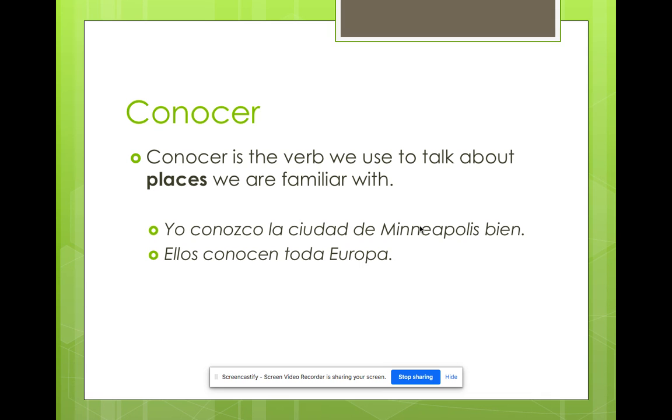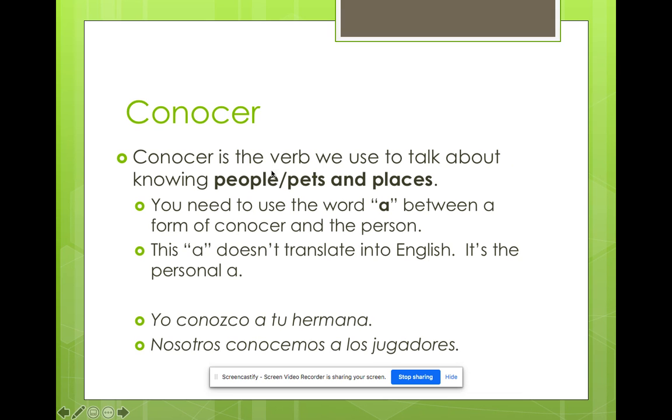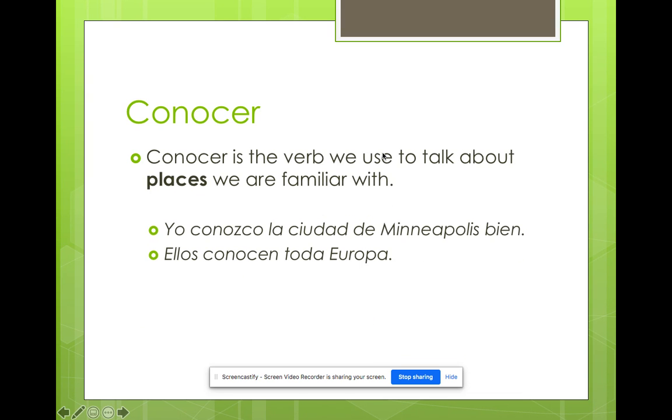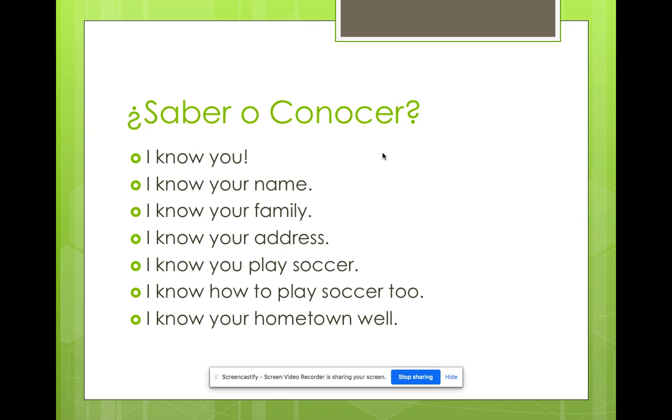Conocer can also be used to talk about places that we are familiar with. So we've got people or pets, places. So yo conozco la ciudad de Minneapolis bien. I know the city of Minneapolis pretty well. I'm familiar with it. Ellos conocen toda Europa. They know all of Europe. They're familiar with all of Europe. So we can use conocer to talk about people, pets, and places that we're familiar with. So let's go through some quick examples.